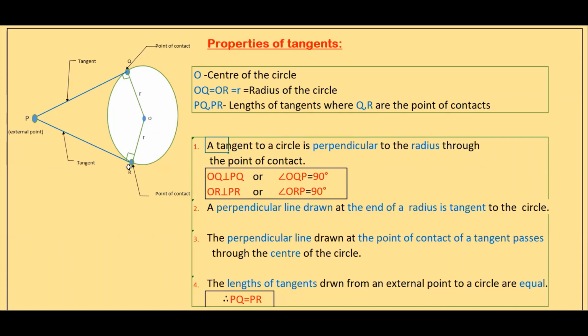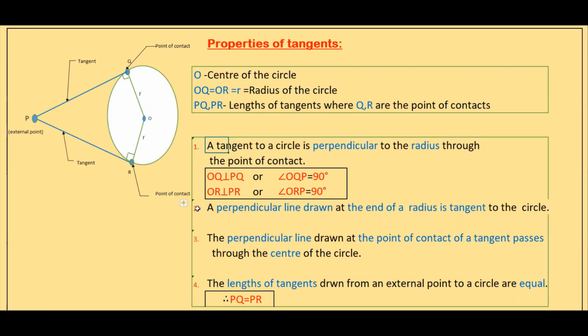And here also PR is always perpendicular to OR, where OR is the radius. So you can write OQ is perpendicular to PQ, and angle OQP is 90 degrees, because these two are perpendicular. And OR is perpendicular to PR, so angle ORP is also 90 degrees.